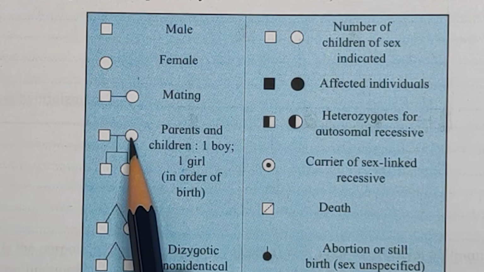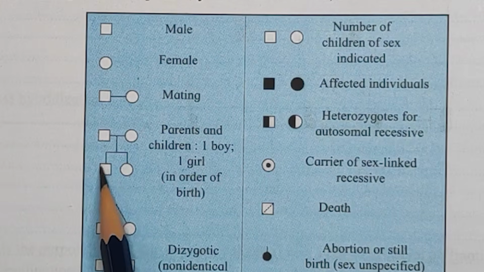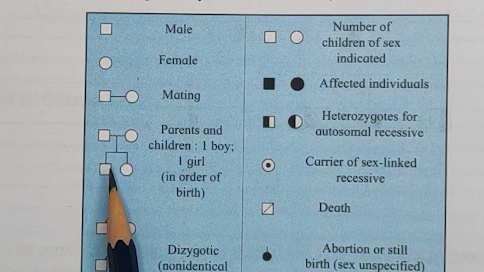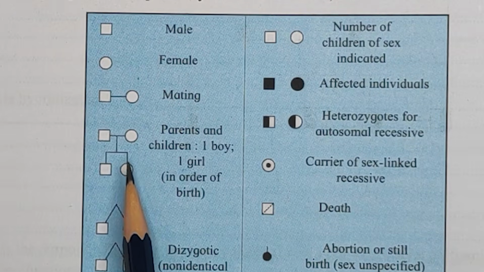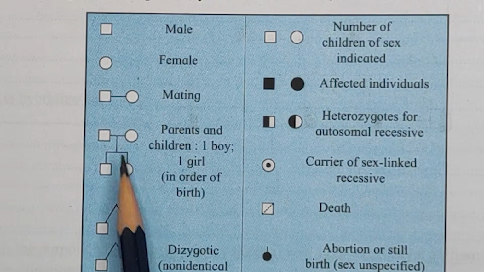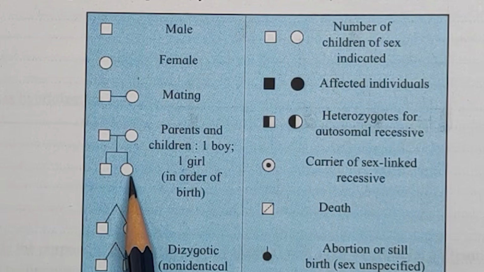The mating between them produces 2 offspring. So first offspring is a male, we can say it's a son, and second one is a female, that is a daughter. So we get one son and one daughter from both the parents. So this is the first generation.